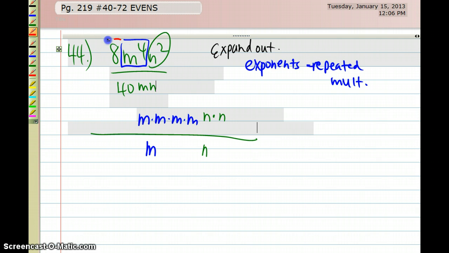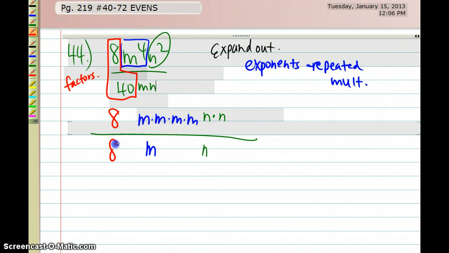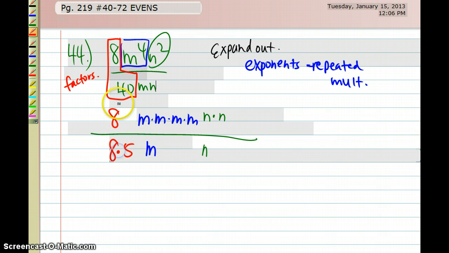I can also take the 8 and the 40 and simplify that out. Find the factors that they might have in common. I know that 8 is 8. 40 can be 8 times 5. That's going to help me when I simplify the fraction by getting ones when I start to divide.